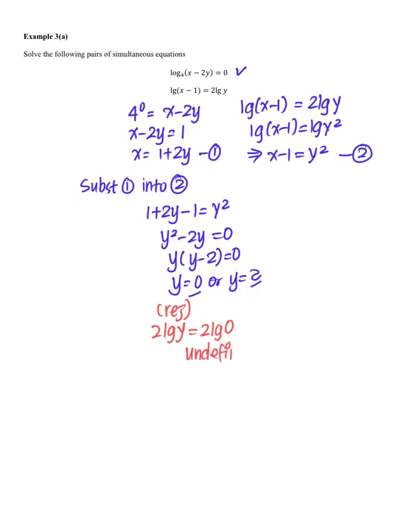10 to the power of what gives you 0? There's no answer. So that means y equals 2. Therefore x will be equal to 1 plus 2 times 2, so x is equal to 5. So your final solution: x is equal to 5, y is equal to 2.